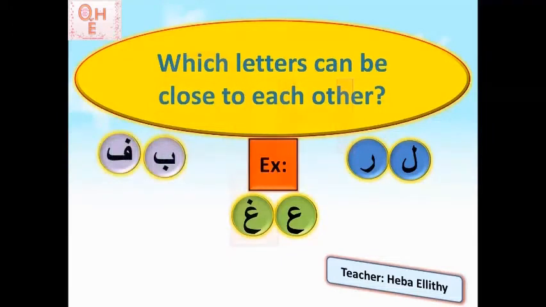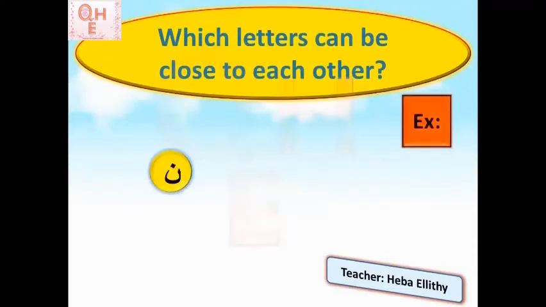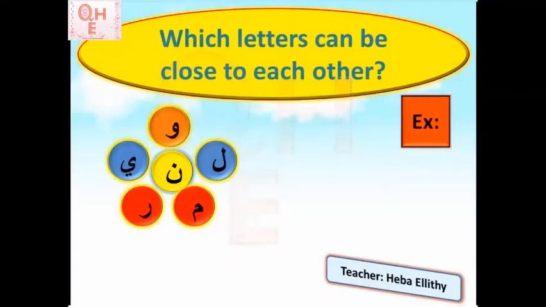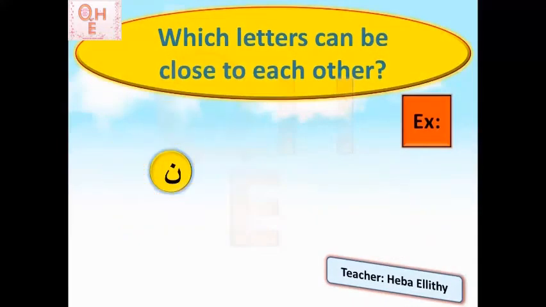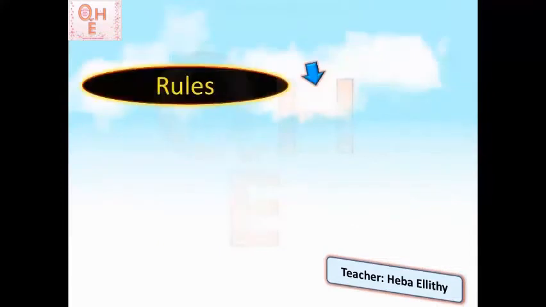Or it might be ba and fa, right? Or another example here, letter noon and all these letters that appear for you: lam, waw, mim, ra, and ya. All of these letters are close to letter noon. We have another example here, dal and sin. Let's go together and continue and see the rules of these letters if they follow each other.